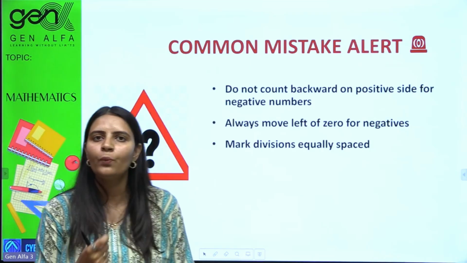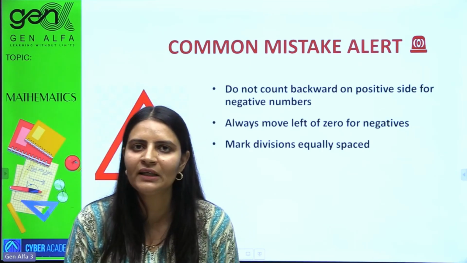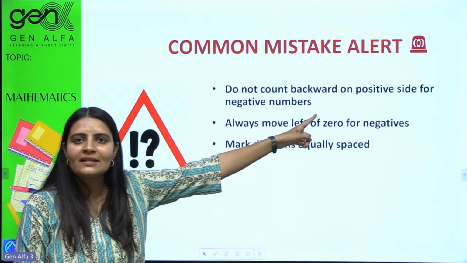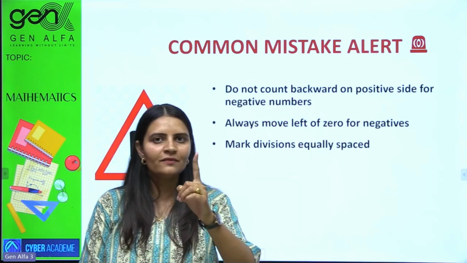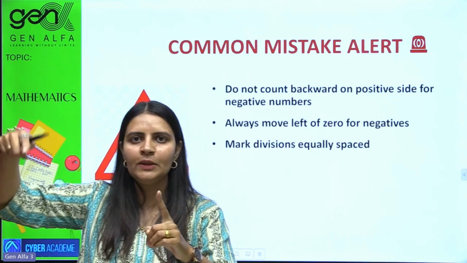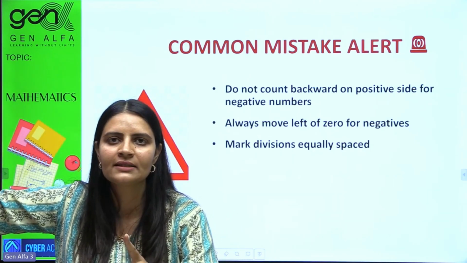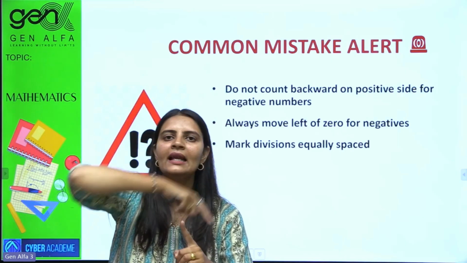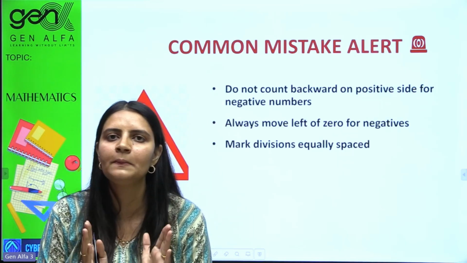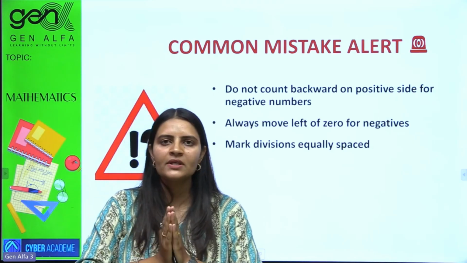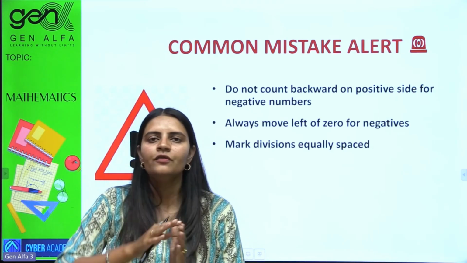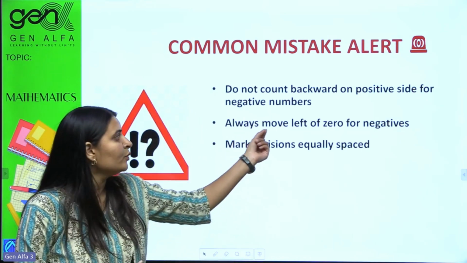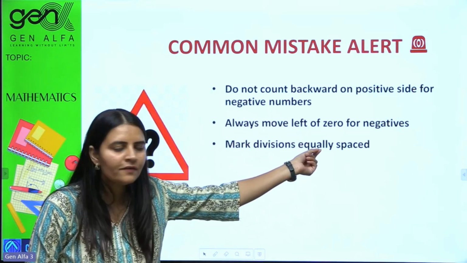So, what mistake do you have to be alert to? Don't count backward on positive sides. Yes, on positive sides, you have to keep going to the right-hand side. But in negative numbers, you have to keep going to the left side. This is the common mistake. Sometimes while representing negative numbers, we go to the right side in a hurry. Always move left of 0 for negatives.